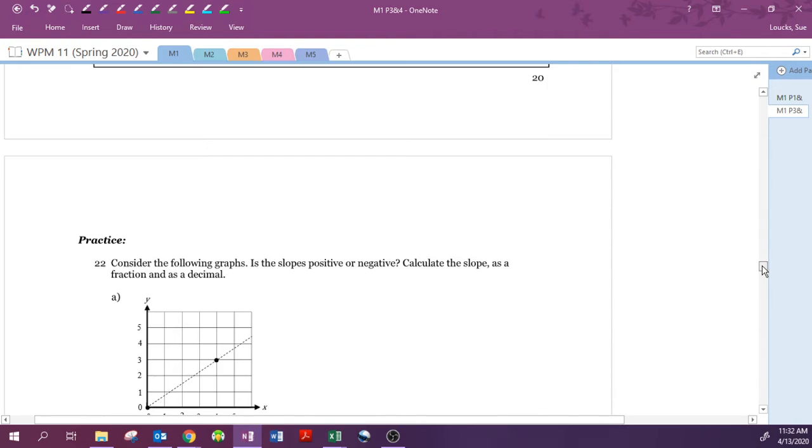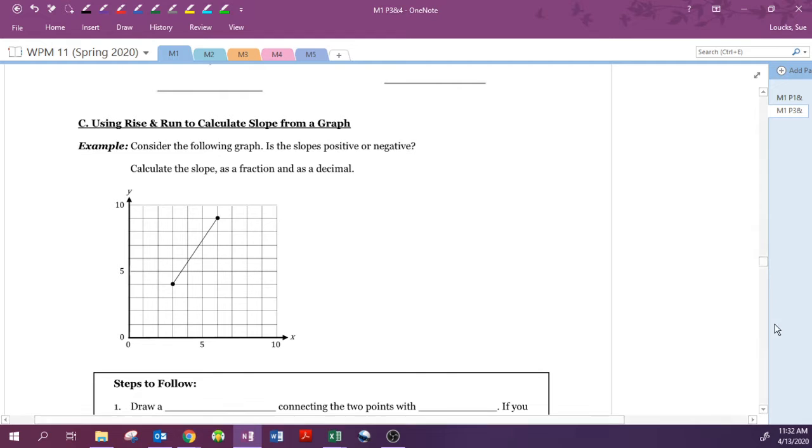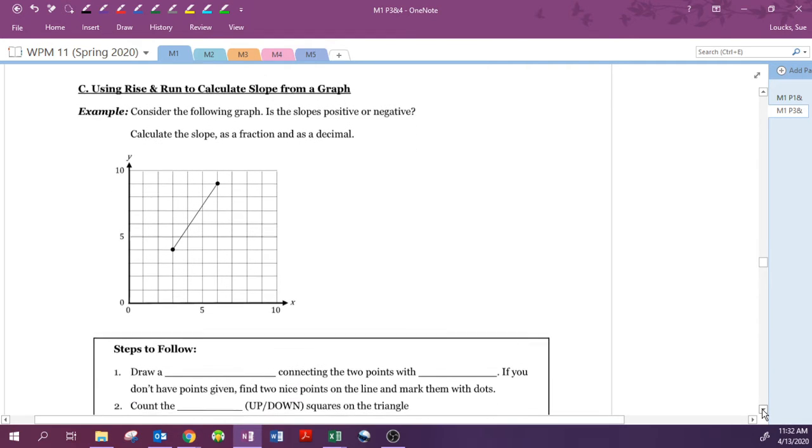Okay, just a reminder that you should be checking your answers when you do the practice. It's really important you do that. You don't want to be practicing things wrong. Okay? All right, using rise and run to calculate slope from a graph. Is the slope positive or negative on this graph? Well, it's positive because it goes up. It's positive.